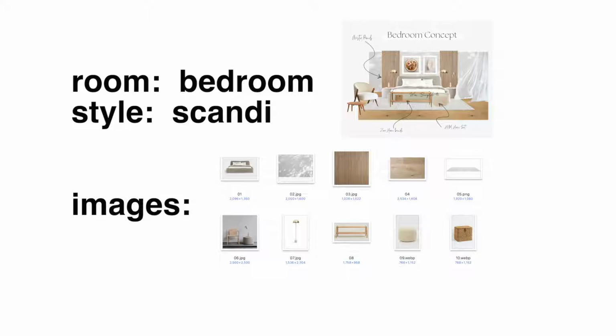First of all, decide on the basics. You need to know which room you're designing. In this example, we'll do a bedroom. Also, which style you're going to design it in. We are going to do this mood board in the Scandi style. Furthermore, you will also need to find a set of good quality images of the products you are going to include in your interior design mood board. So let's start with that.